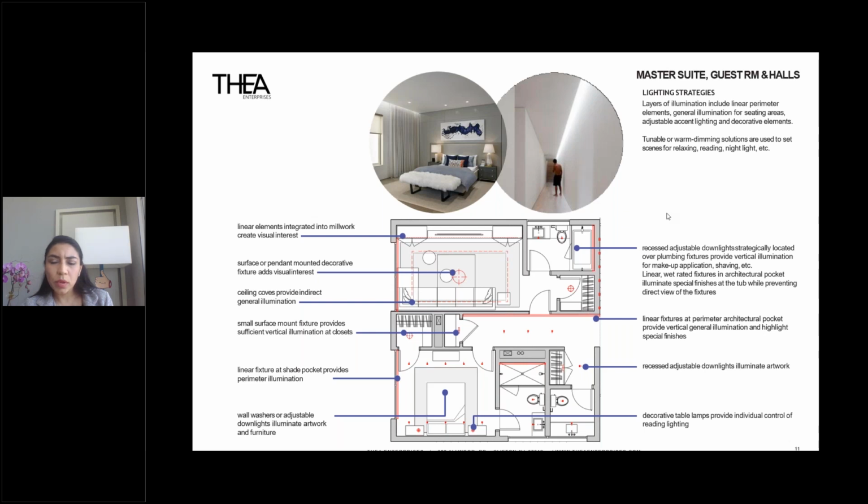And some people like to do downlights over the shower, but I personally find that a little bit inappropriate because sometimes you're looking up in the shower and you don't want to see a light source. So we're integrating a linear solution. In this case, this is a wet-rated fixture, and it's again integrated into an architectural pocket, illuminating that tile work on the shower, and also gives you the opportunity to highlight any special finishes.